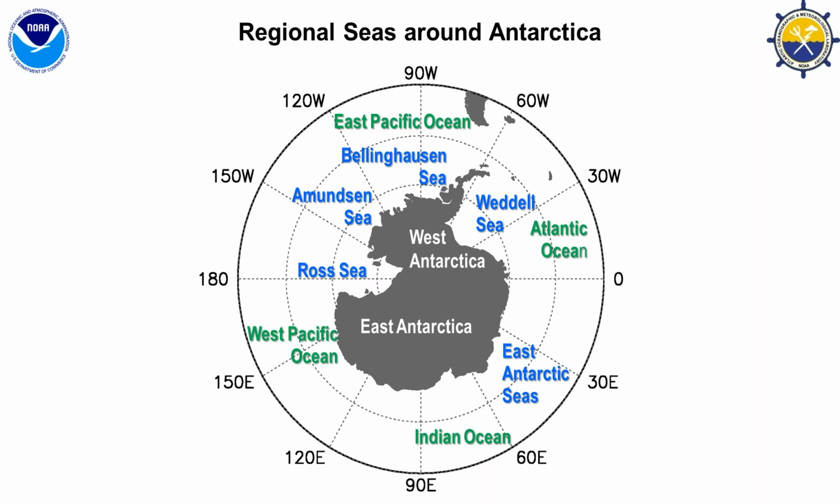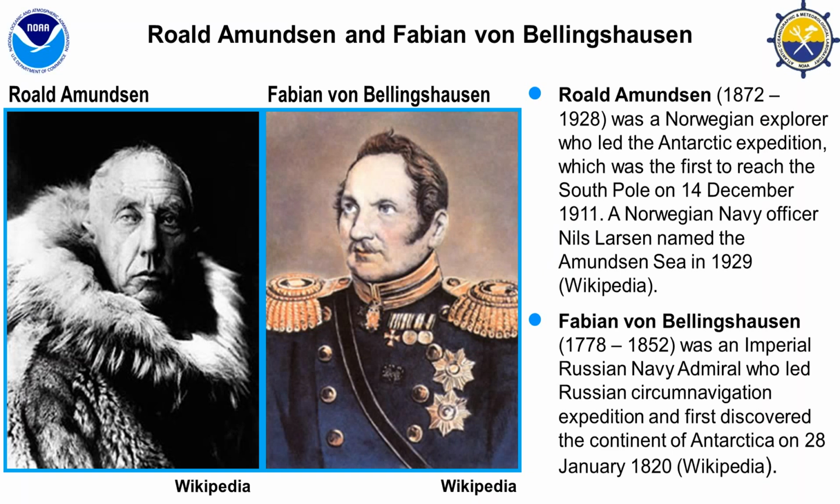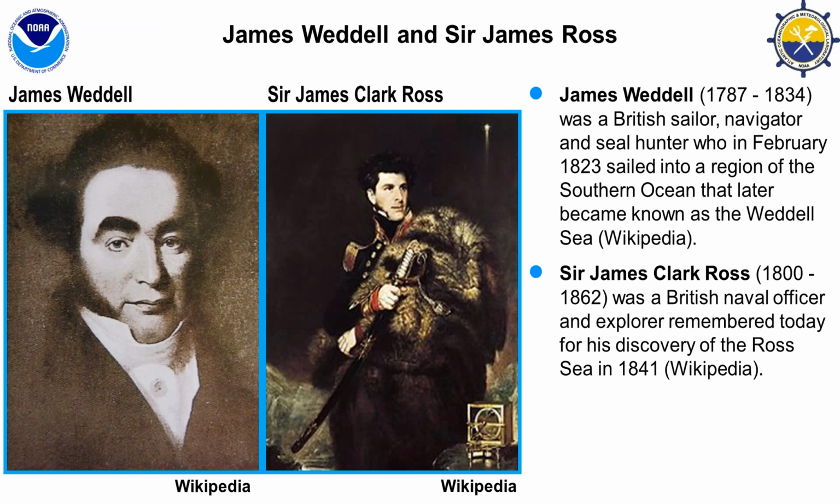All right. So this is just a little bit of history. Roald Amundsen was the Norwegian explorer who reached the South Pole for the first time in 1911. And this is Fabian von Bellingshausen. He was an Imperial Russian Navy officer who discovered Antarctica for the first time in 1820. And then James Weddell was the British sailor, navigator and seal hunter who discovered this area. Now we call it Weddell Sea. And then Sir James Clark Ross was the British naval officer who discovered this area called Ross Sea. So we have one Norwegian, one Russian, and two British people they were named after.